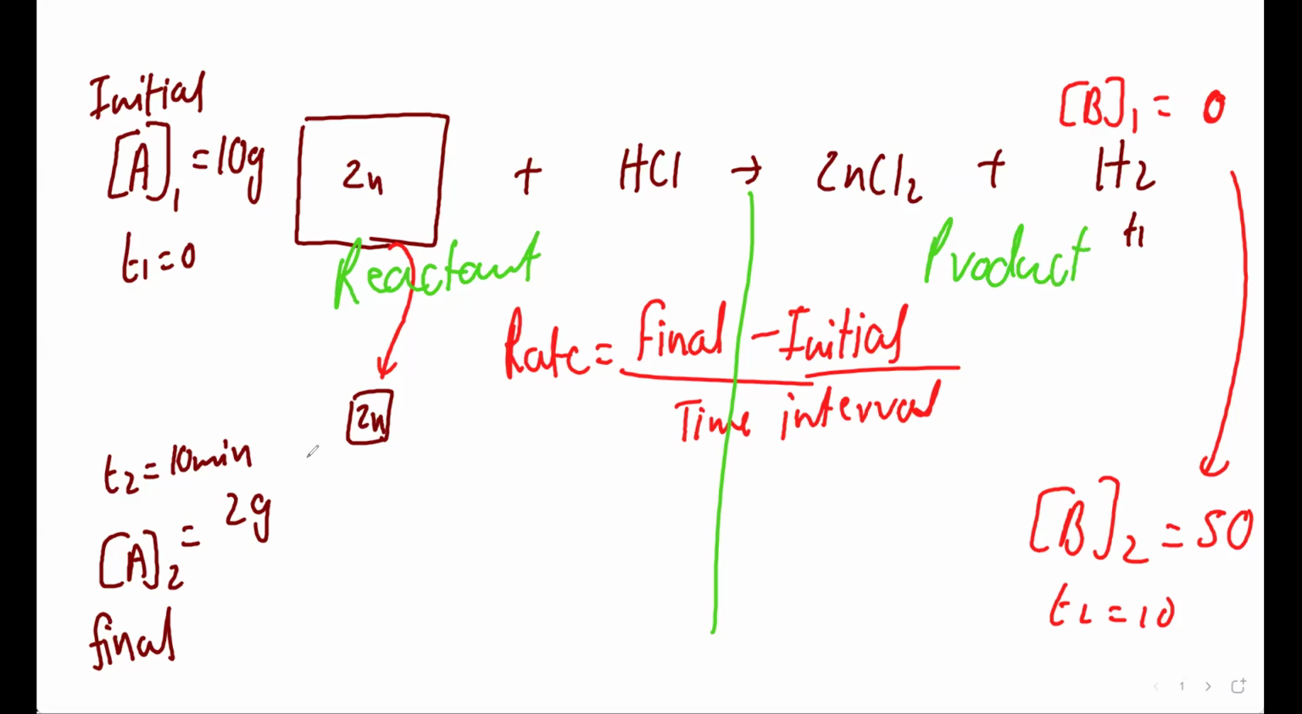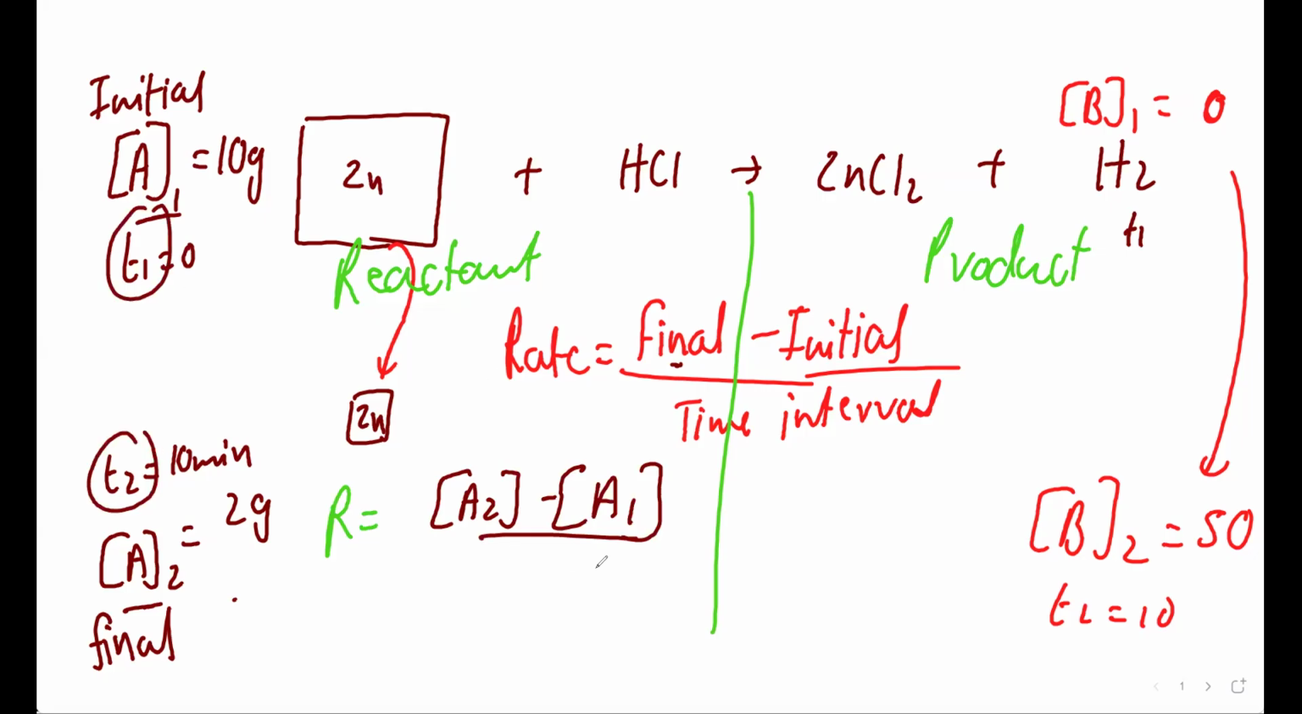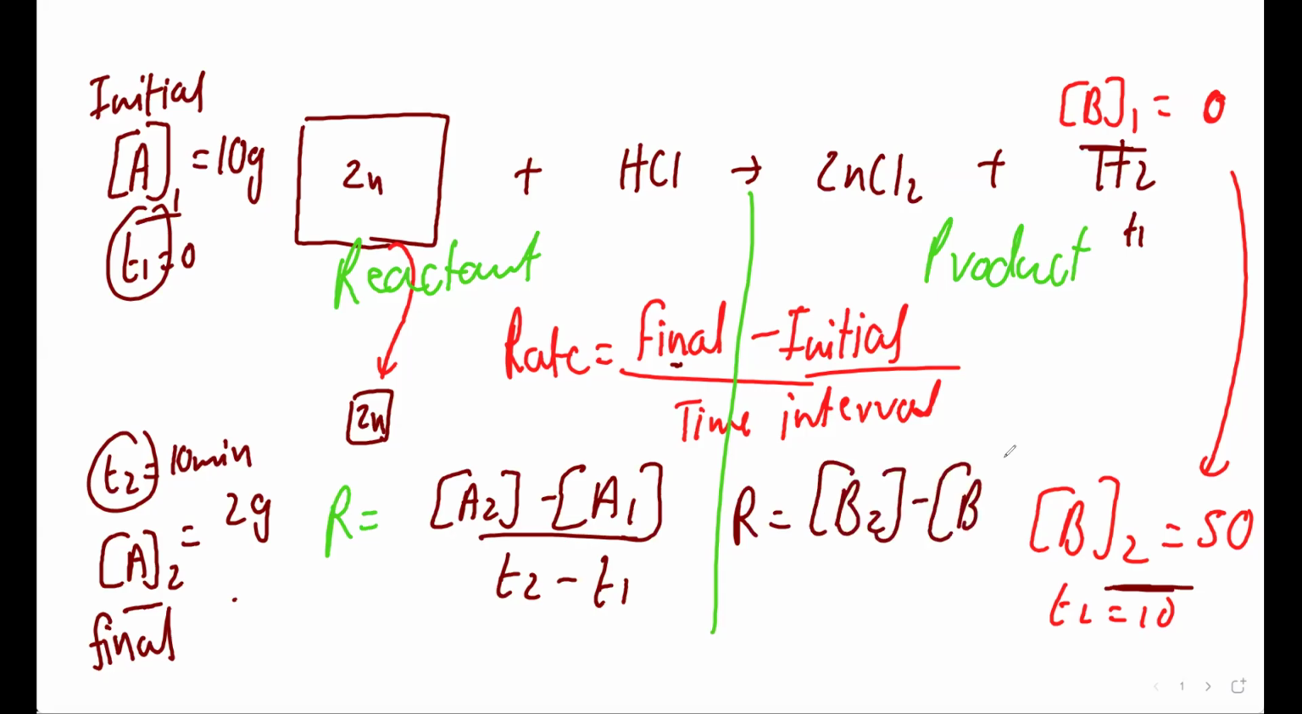Now the rate, symbol R. How much was my initial concentration here? Final is how much? A2 or not? So I'll write A2 as final, and initial was A1. And my time interval was T2 minus T1. In terms of product, initial was B1 and final was B2. So what will I write? B2 minus B1 upon T2 minus T1.